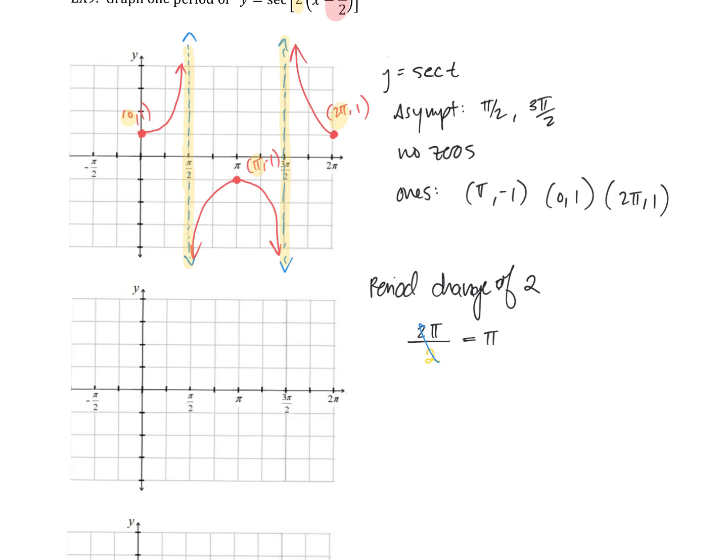So separating them out, we have our 1 values, our 1s, and then our asymptotes. Sorry if I called them zeros, those are not zeros, those are 1s. So 1 values are at 0, pi, and 2 pi. And then our asymptotes are at pi over 2 and 3 pi over 2. And now we're going to multiply all of these by a half.